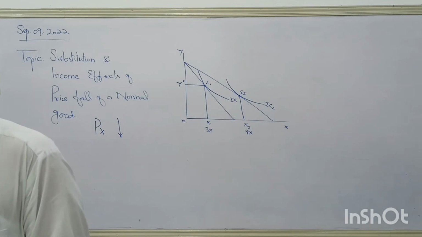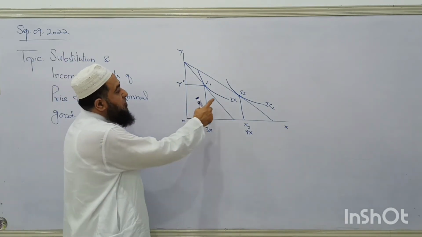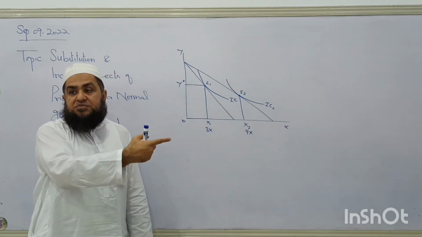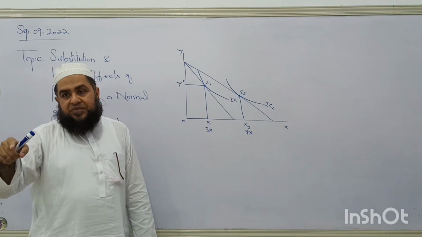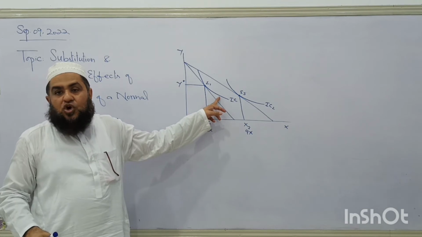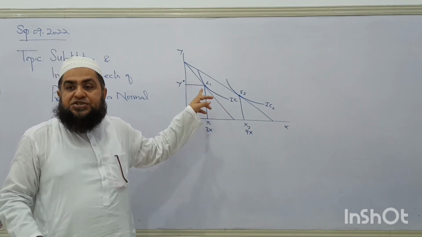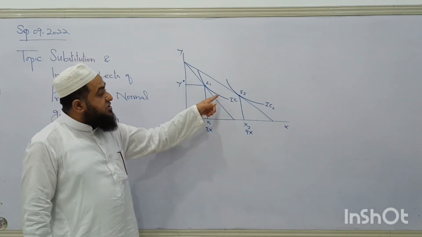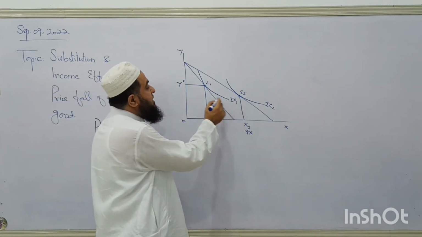In order to see the substitution effect, we see the consumer has increased his consumption because of the decreasing price. If at this new price of X, the consumer remains along his previous indifference curve, how many units of Y will he be substituting with X? How can we approach this previous indifference curve of the consumer? How can we approach this?